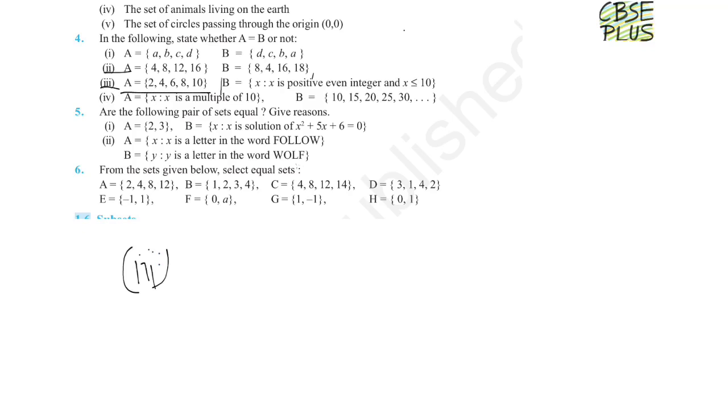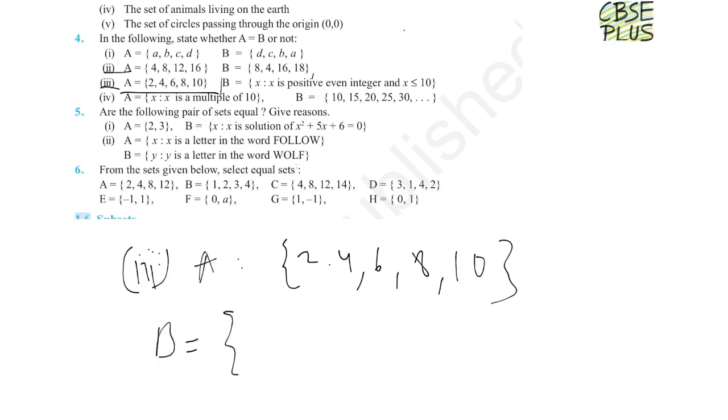Third, we have A is given as 2, 4, 6, 8, 10 in roster form. The elements are written, and in set builder form we have x is such that x is a positive even number less than or equal to 10. So x is such that x is a positive even number.